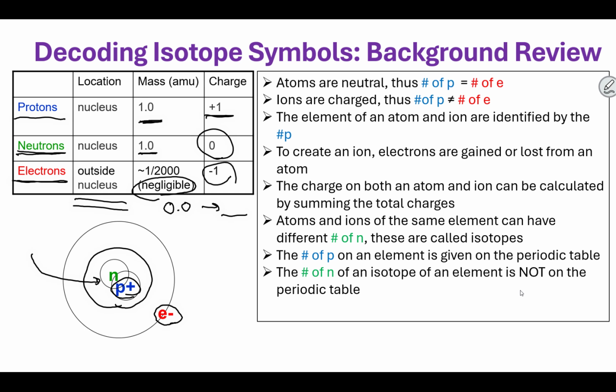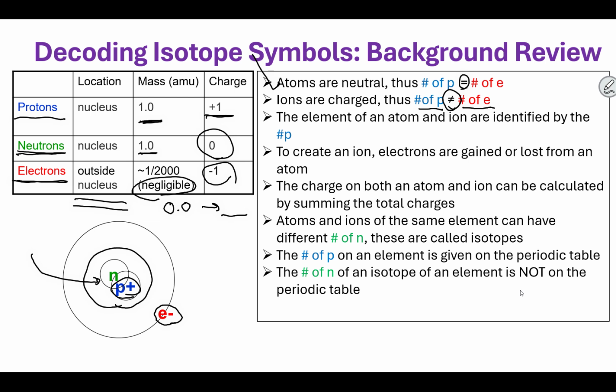Okay, some other things that we should know are, one, atoms are neutral. The number of protons equals the number of electrons in a neutral atom. There are these things called ions. They are not neutral. And an ion has a charge, and the number of protons is not equal to the number of electrons.